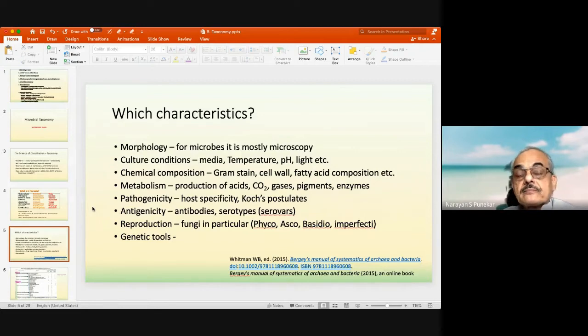For example, if you have an organism which produces antibiotics, let's say Streptomyces, you know for sure that it is worth looking at other Streptomyces because they may also produce antibiotics. So taxonomy is very valuable in guiding our research towards application. That's why this is important. Although this looks very routine and mundane, it has a great value.